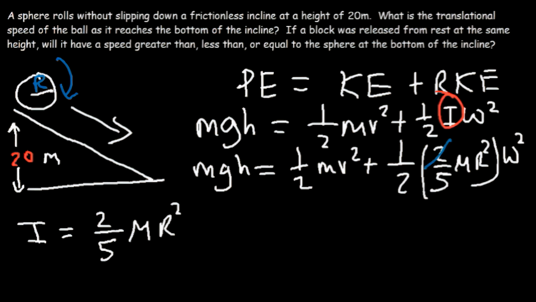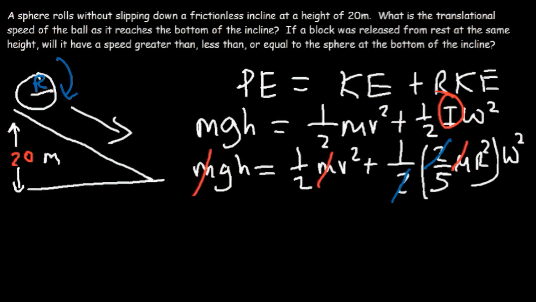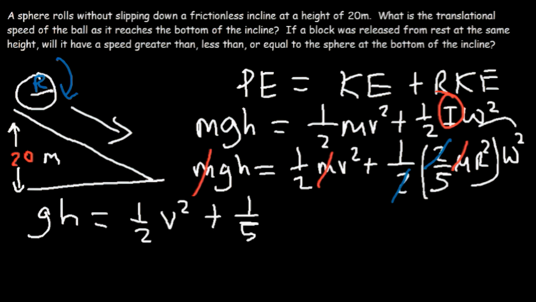So we can cancel the 2's, and if we divide both sides by m, we can cancel the mass in the equation. So what we have left over is g times h equals 1/2 v squared plus 1/5 r squared times w squared. Now we know that v is equal to w times r. So w squared r squared is equal to v squared.